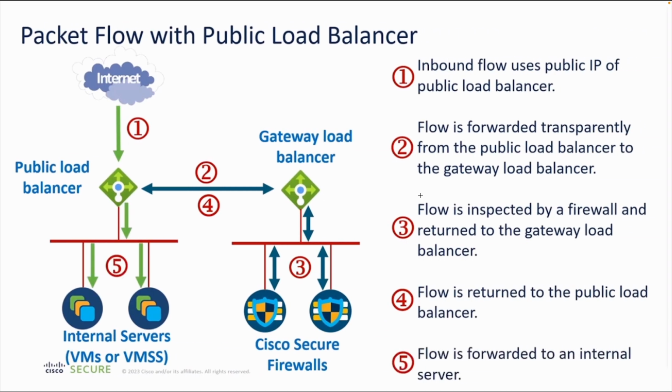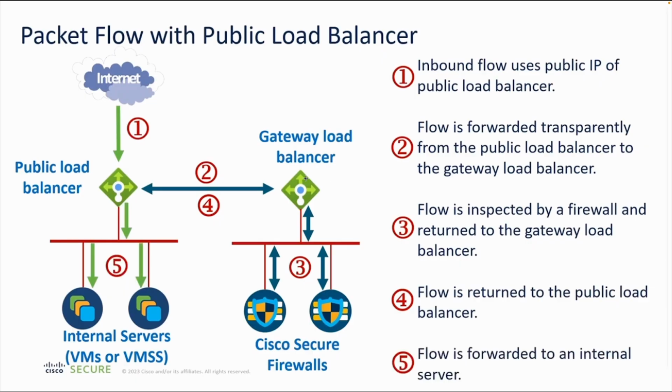Starting out, we're going to have our communication coming in from the internet. Before we had our firewall and gateway load balancer set up, it would essentially just go from the internet to the public IP of our external load balancer, and then it would go to whatever server we have behind that. Once we introduce the gateway load balancer and the FTDs, we have our traffic coming in to the public load balancer. We associate this gateway load balancer to that public IP, so that traffic is going to get shot over to the gateway load balancer.